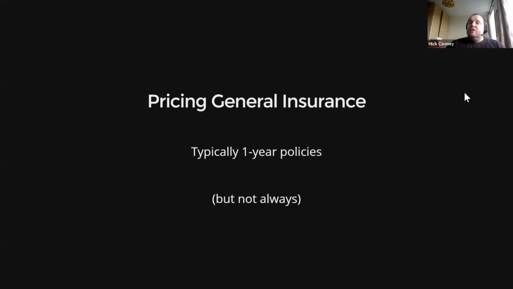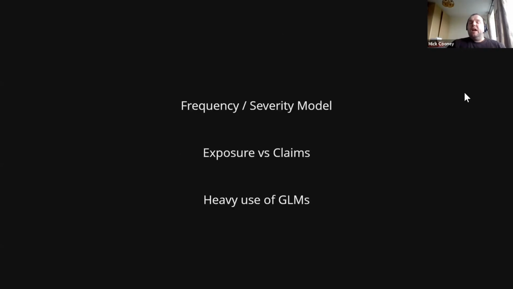Pricing general insurance is a bit different because the policies are typically 1-year, but not always. So what we want to do is estimate the loss cost of the policies, which is that expectation, and we build it down to how we do that. We look at what's called frequency and severity modeling. In insurance, the first thing people think of is the probability of having a claim, but that's not quite correct, because in general you can have multiple claims on a policy. It depends on the terms and conditions, but in general, you can.